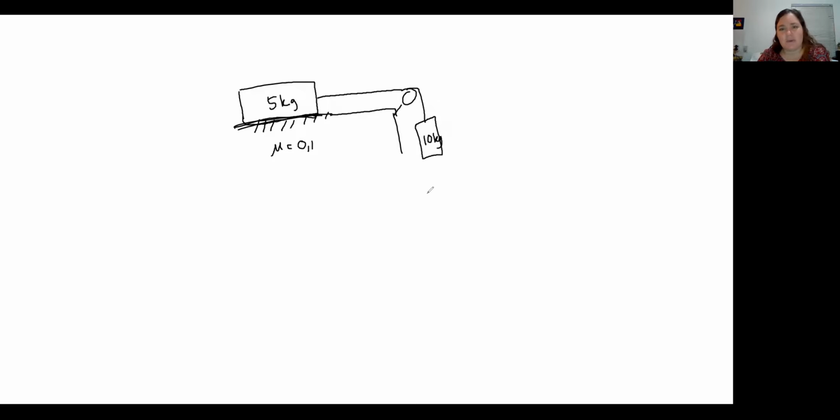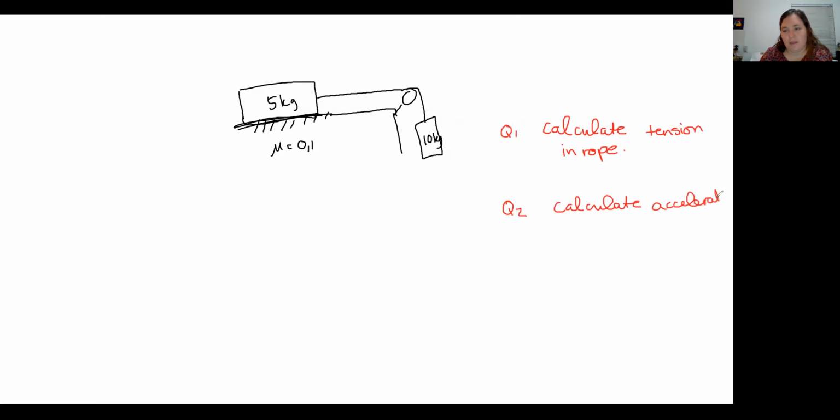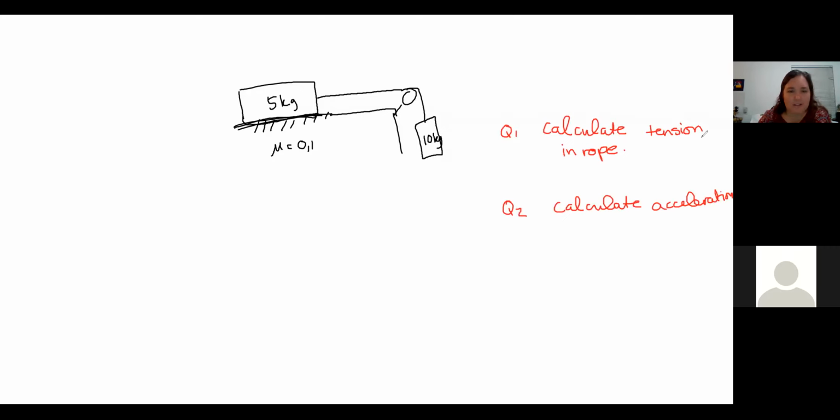Just thinking if there's anything else I want to incorporate here to make it harder. I think that's enough for right now. So my question to you, question 1, will be, can you all please calculate the tension in the rope? That's the first one that I want. And then question 2 is, can you please calculate the acceleration. All right, is everybody happy with what they need to do? You understand what I'm asking? All good? Okay, one of you is fantastic.